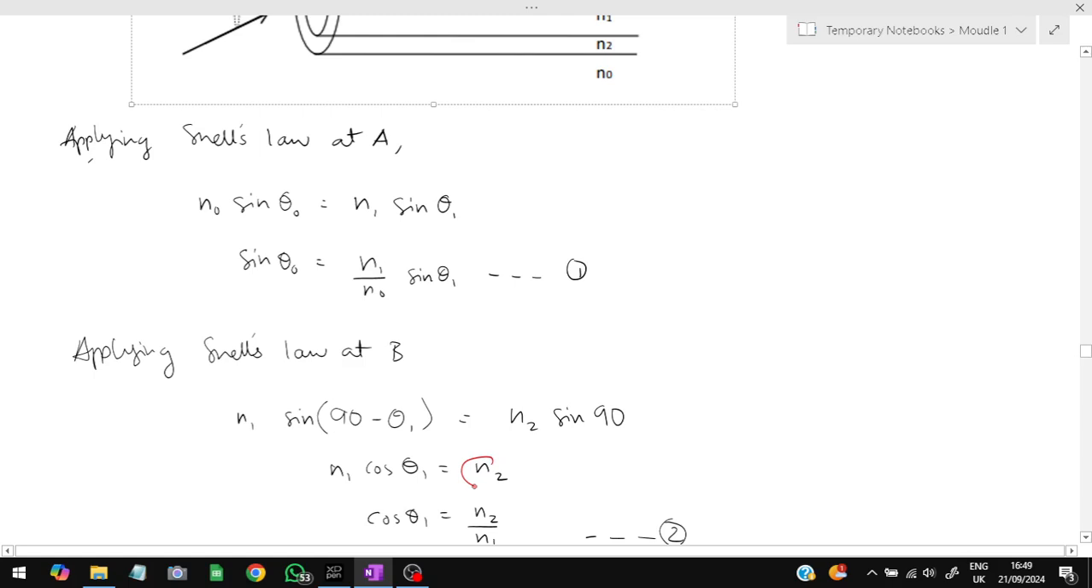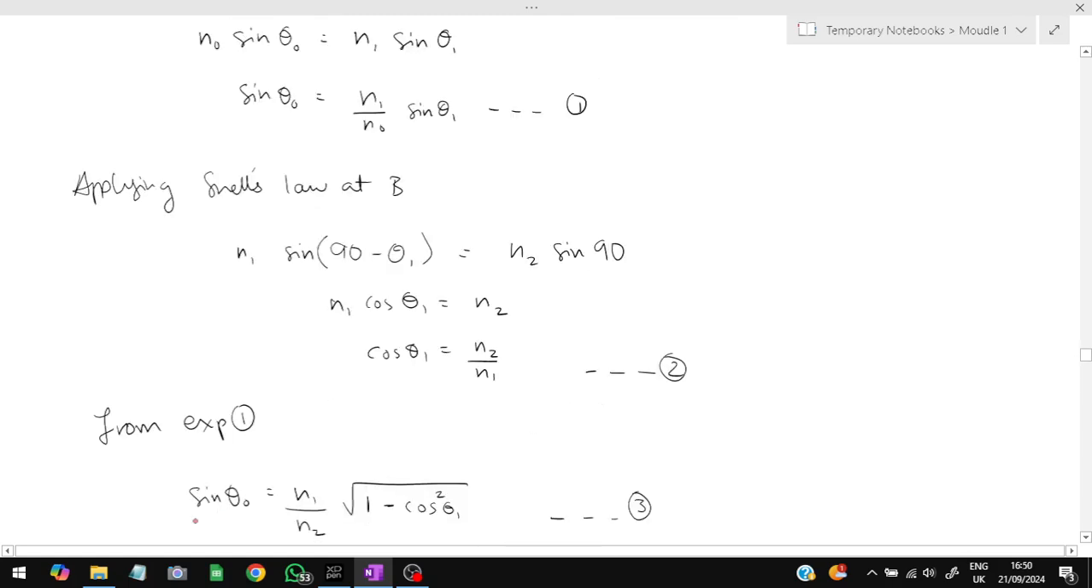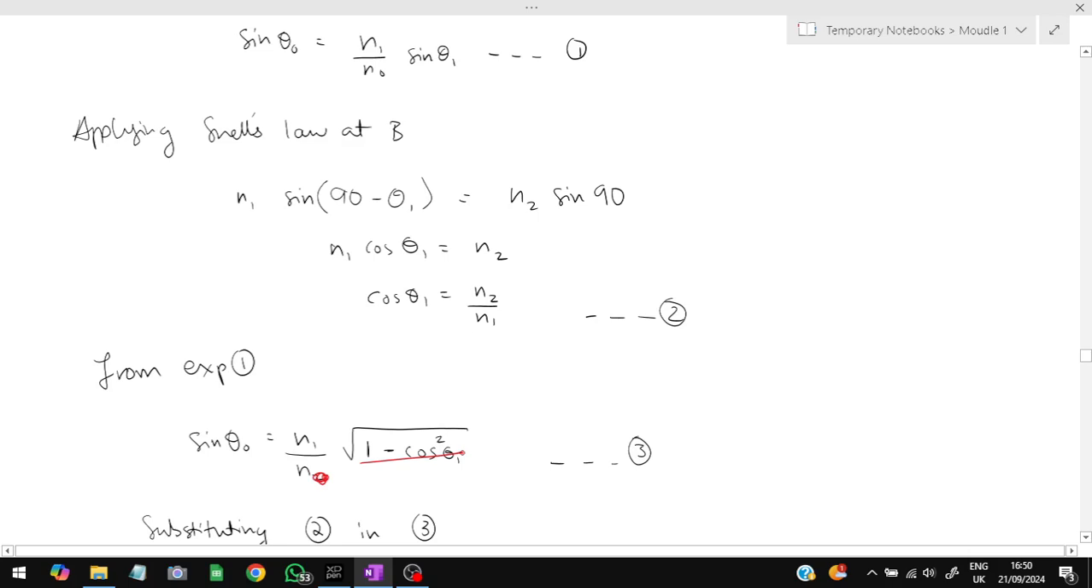Now we'll be using this equation and substituting it in the first equation. How do we substitute that? Sin theta 1 is present here, right? How do we convert sin to cos? Simple. What we do is take the square root of 1 minus cos squared theta. This will substitute in the place of sin theta 1. So that's what we have done here. Here we have sin theta naught, the same thing which is written here, n1 by n naught. Just remember this is n naught, and this is 1 minus cos squared theta 1. So cos theta 1 is what? n2 by n1. So we'll substitute n2 by n1 in this place.